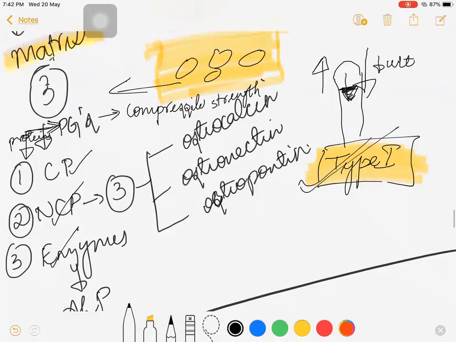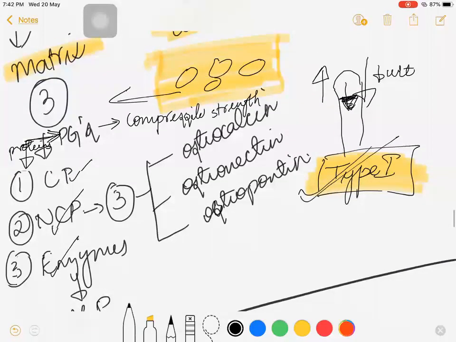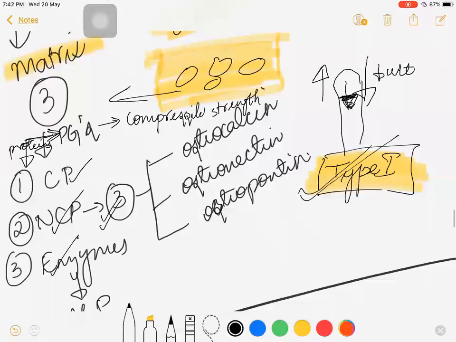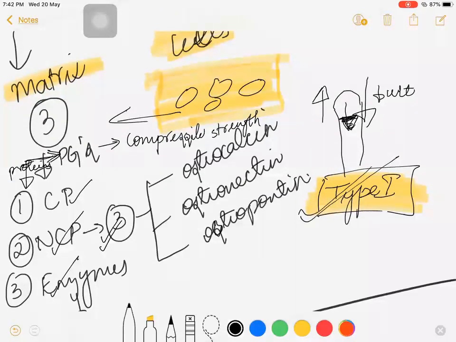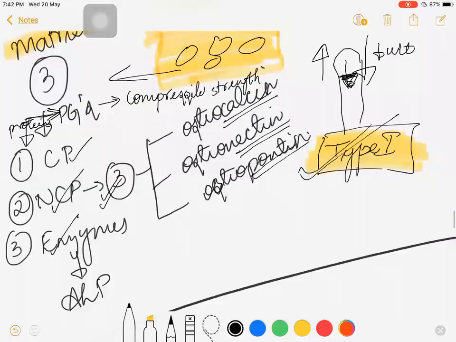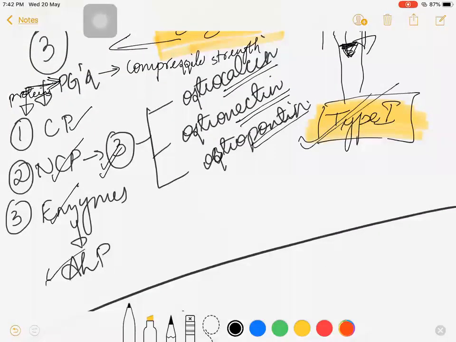And then in the non-collagenous proteins, there are three different types: osteocalcin, osteonectin, and osteopontin. Okay, so just know their names. We'll learn their functions later. And then you have enzymes. The main enzyme of the bone would be ALP, alkaline phosphatase, a very, very important enzyme. It's going to indicate an increase in the osteoblastic activity.